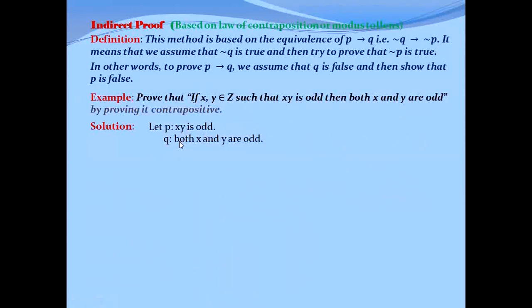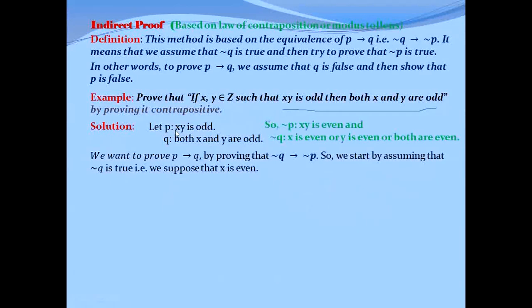And Q is a proposition or statement that denotes both x and y are odd. So there are two propositions, P and Q. And this problem says that if xy is odd, then both x and y are odd. It means P implies Q. The negation of P, where P is xy is odd, represents xy is even.